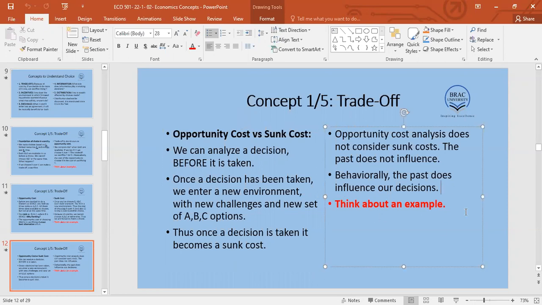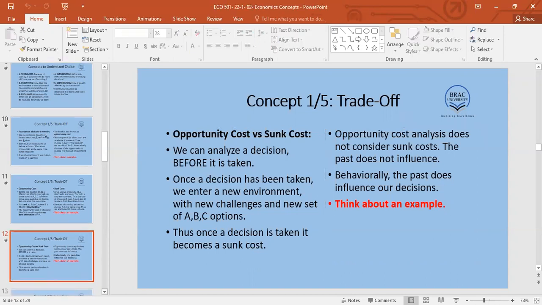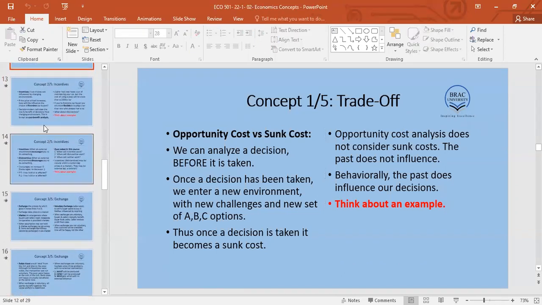Sunk cost, or behavioral, but when that person made that decision, that was the best decision available, right? Yes, sir. Okay, so we finished the first concept, trade-off, that introduced opportunity cost, sunk cost, how we make a decision, etc.